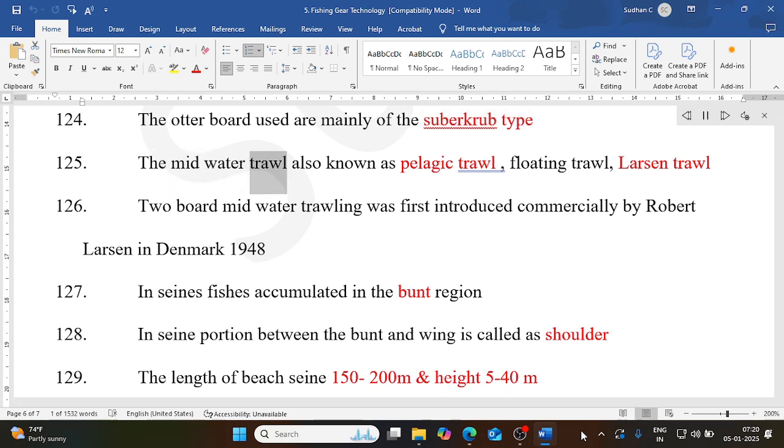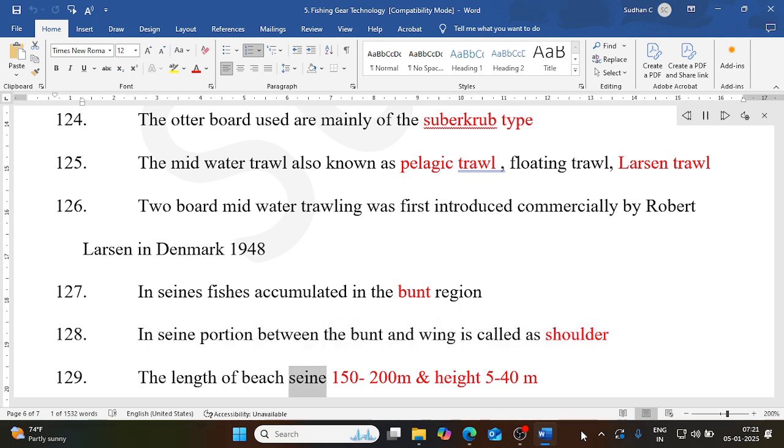The mid-water trawl is also known as pelagic trawl, floating trawl, or Larsen trawl. Two-board mid-water trawling was first introduced commercially by Robert Larsen in Denmark in 1948. In seines, fishes accumulate in the bunt region. In a seine, the portion between the bunt and wing is called the shoulder.